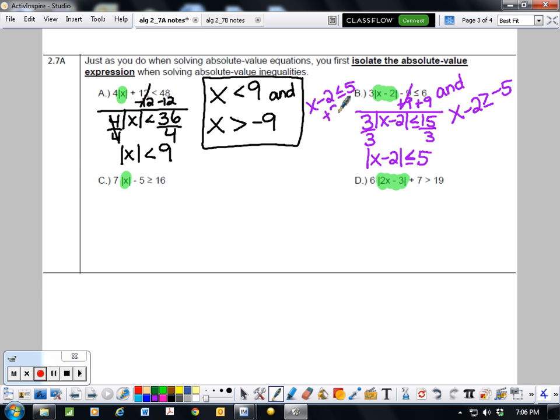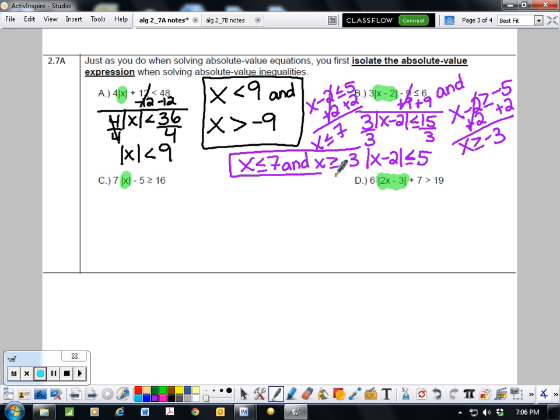So I can solve each equation or inequality. So I have x is less than or equal to 7. And I add 2 to both sides. X is greater than or equal to negative 3. And so this is my solution. And you would find that if we were to graph this, they would be 2 dots that would then come together. Okay, so on our next one, again, absolute value is not by itself. So I get rid of the 5.